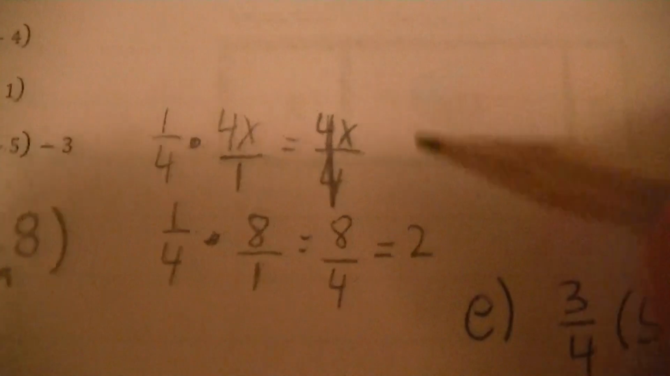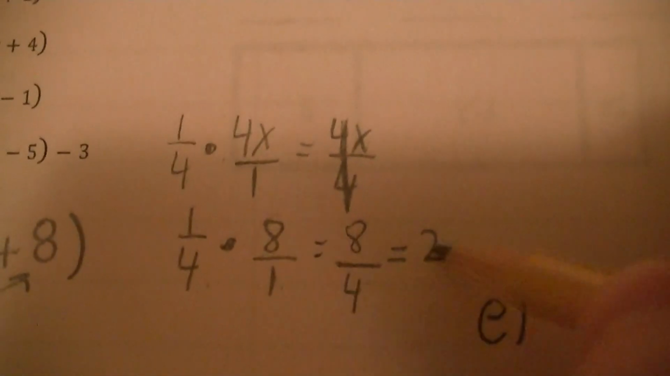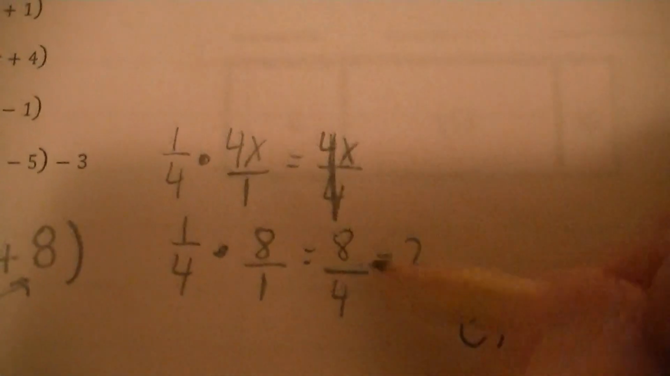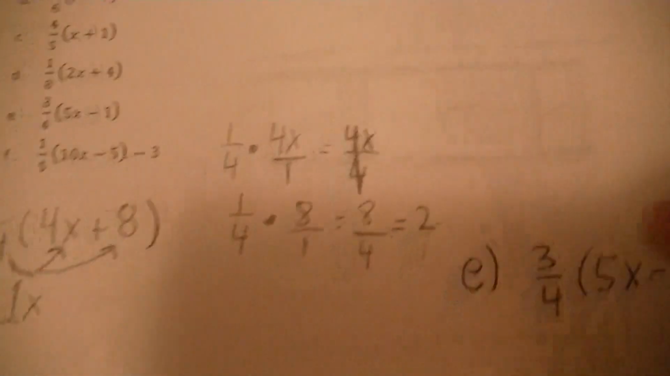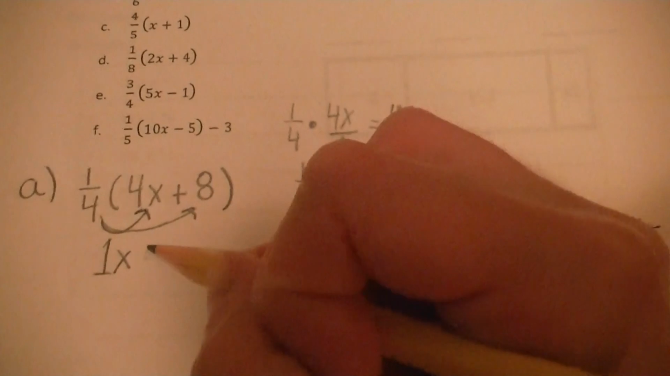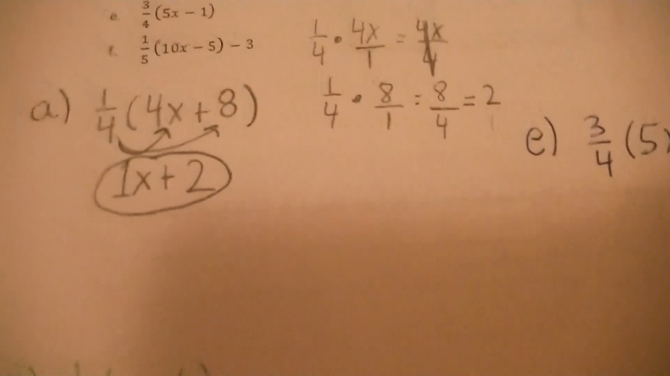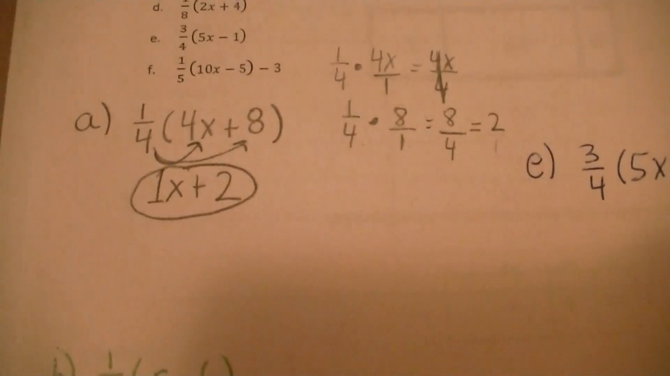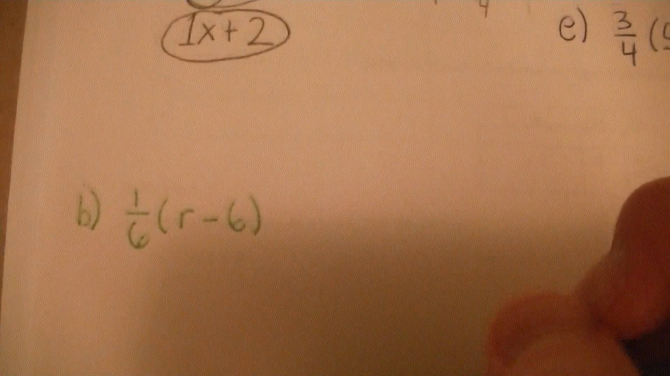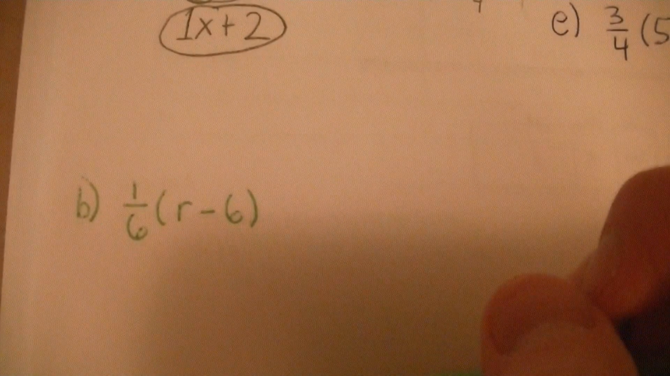That simplifies down to 2. If you're wondering how I got that, it's really 8 divided by 4, which is 2. Or you can write 2 over 1, same thing, but we typically write it just as 2. So 1/4 times a positive 8 is a positive 2, and that is basically simplified. All right, on to problem B, which says 1/6 times the quantity of r minus 6.